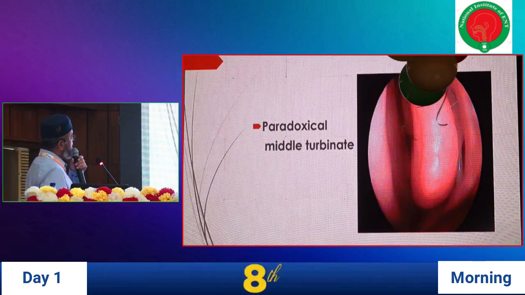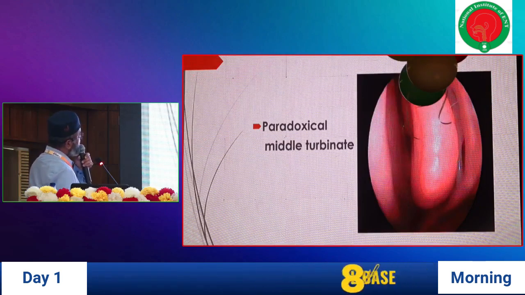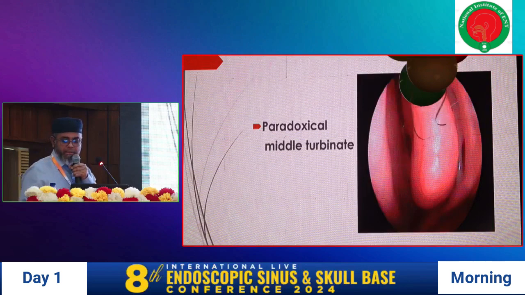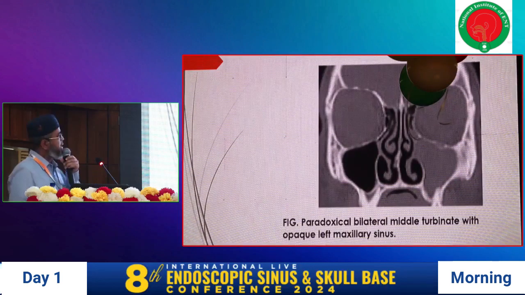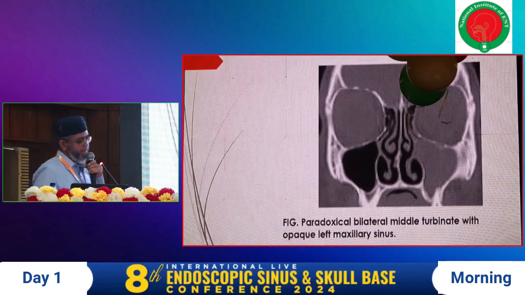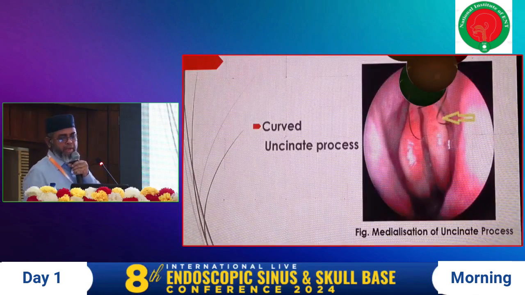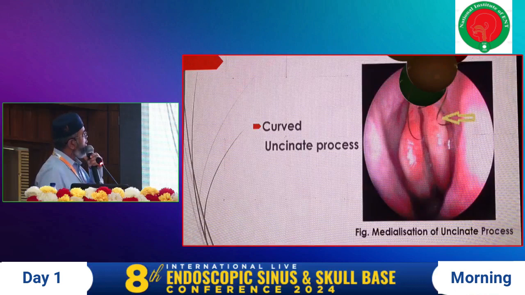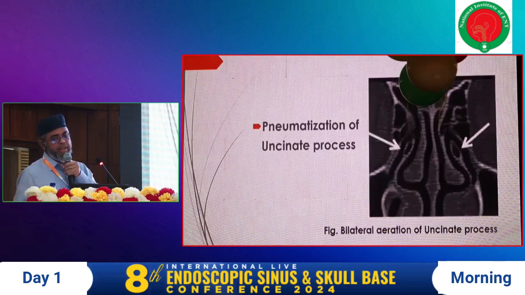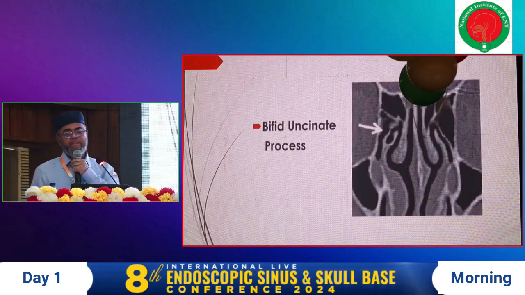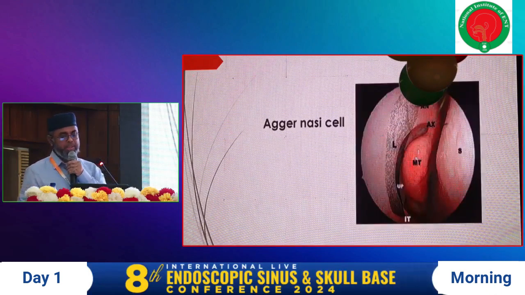Paradoxical middle turbinate, that means its convexity is towards the lateral wall. Paradoxical bilateral middle turbinate may be seen in the CT scan. Curved uncinate process: when it is medially curved, it looks like two turbinates, and this is also a curved uncinate process. Pneumatization of uncinate process may also be seen. Bifid uncinate process may also be found in the CT scan.